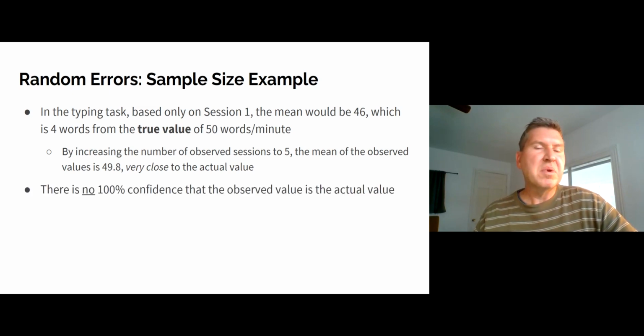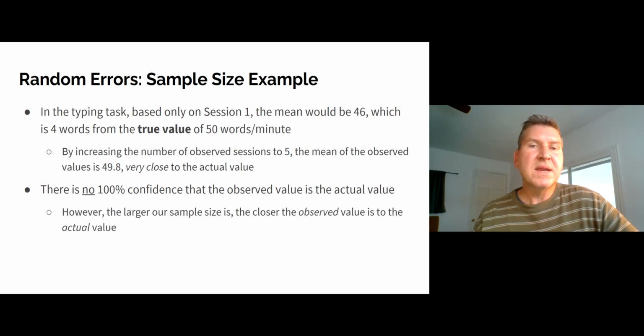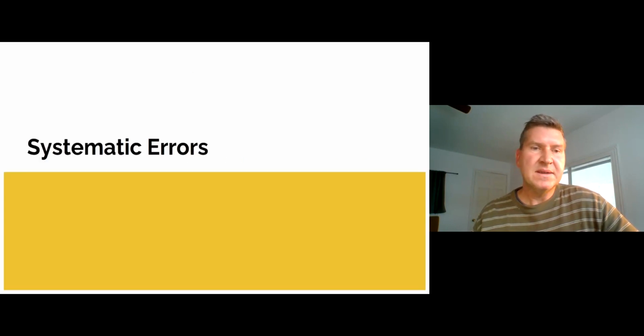So there's no perfect way to say that what we observe is the actual value. Even if I flip a coin 1,000 times, it's not going to be exactly 50%. The chance of it being close to that is high, much higher than if I flip it only twice or 4 times. But there's no 100% chance that it's going to be exactly 50%. So the larger our sample size is, the closer the observed value is to the actual value. So that's what the central limit theorem, which we'll talk about later, is allowing us to see.